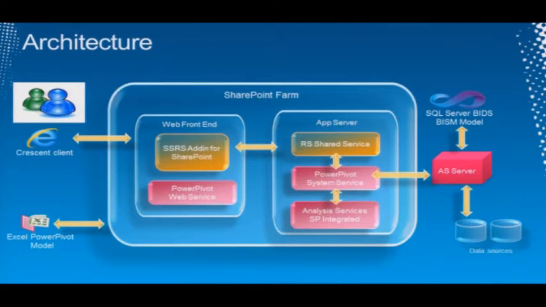So what does the architecture look like? I said a little bit that Crescent requires both the BISM model, and that means AS is in the picture. That's on the right-hand side. And it's also only available with Reporting Services in SharePoint mode. So I'm sitting out here, and I have the Crescent client, which is just IE with Silverlight 4 currently, and Silverlight 5, like I mentioned before.